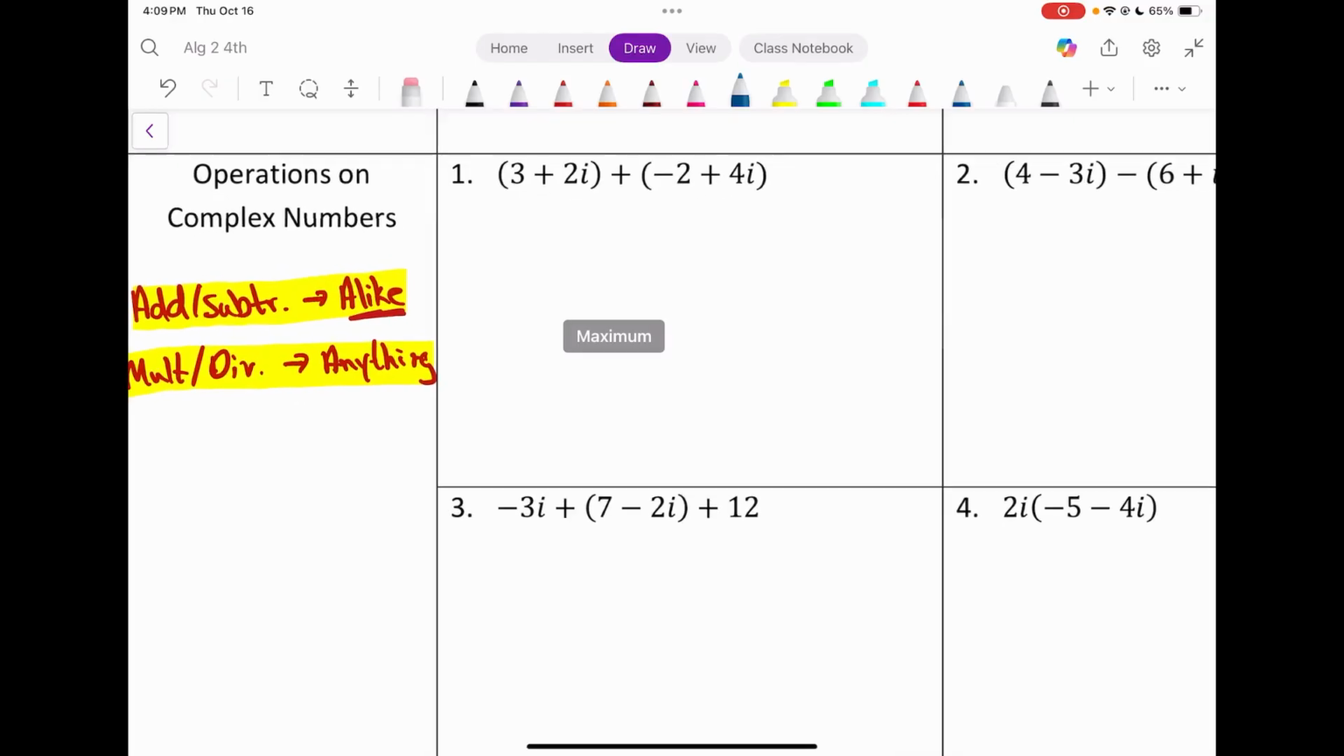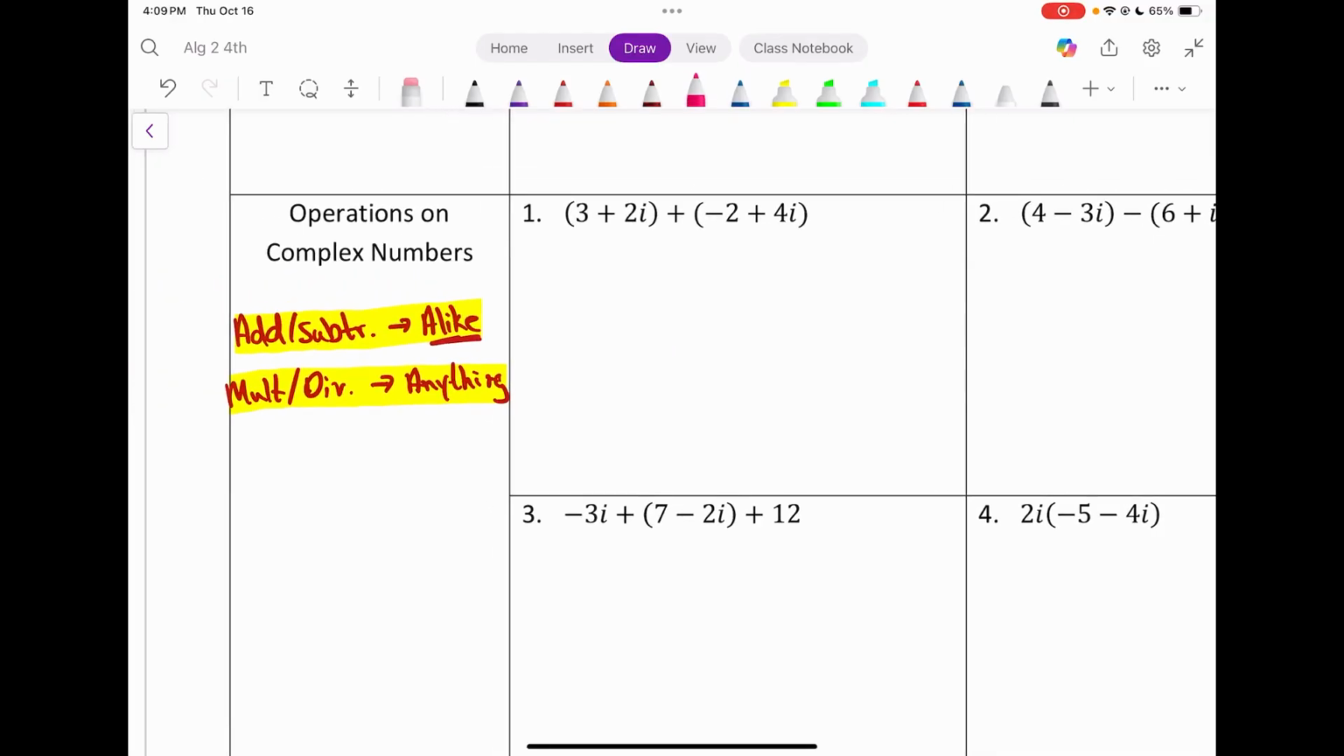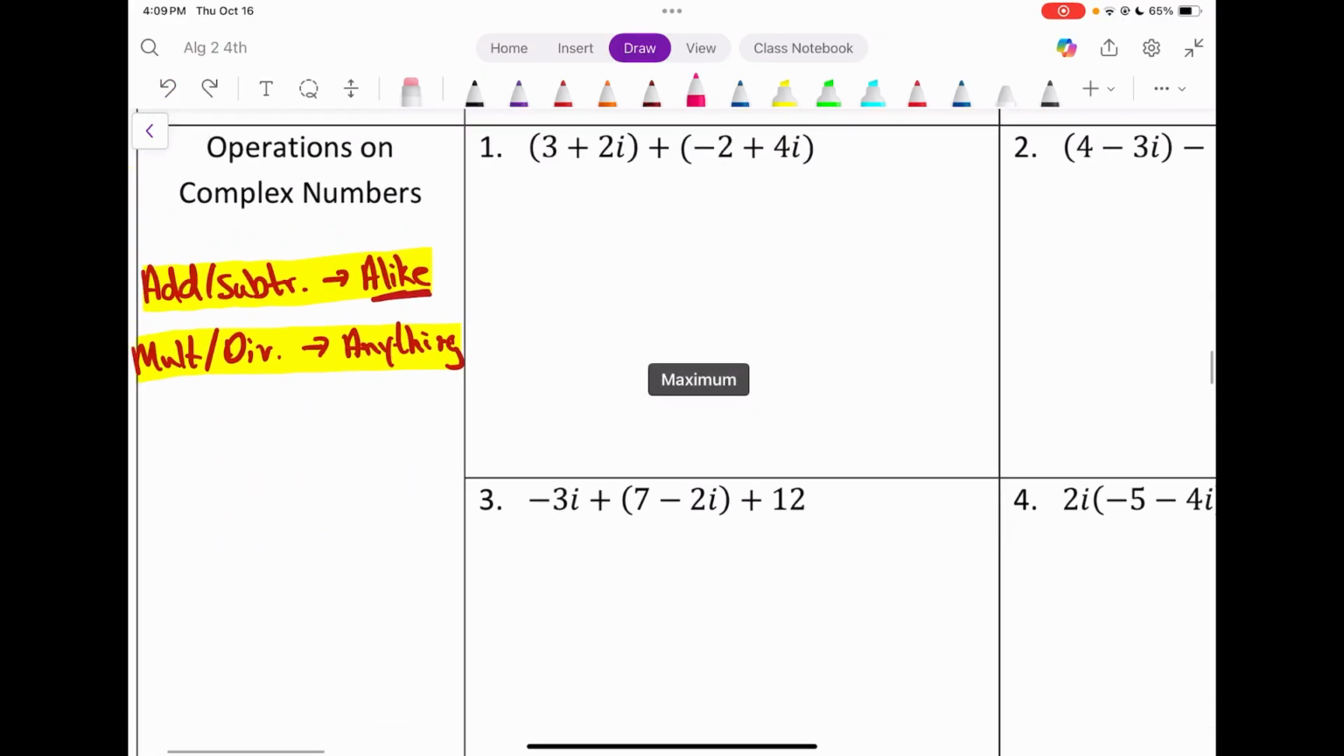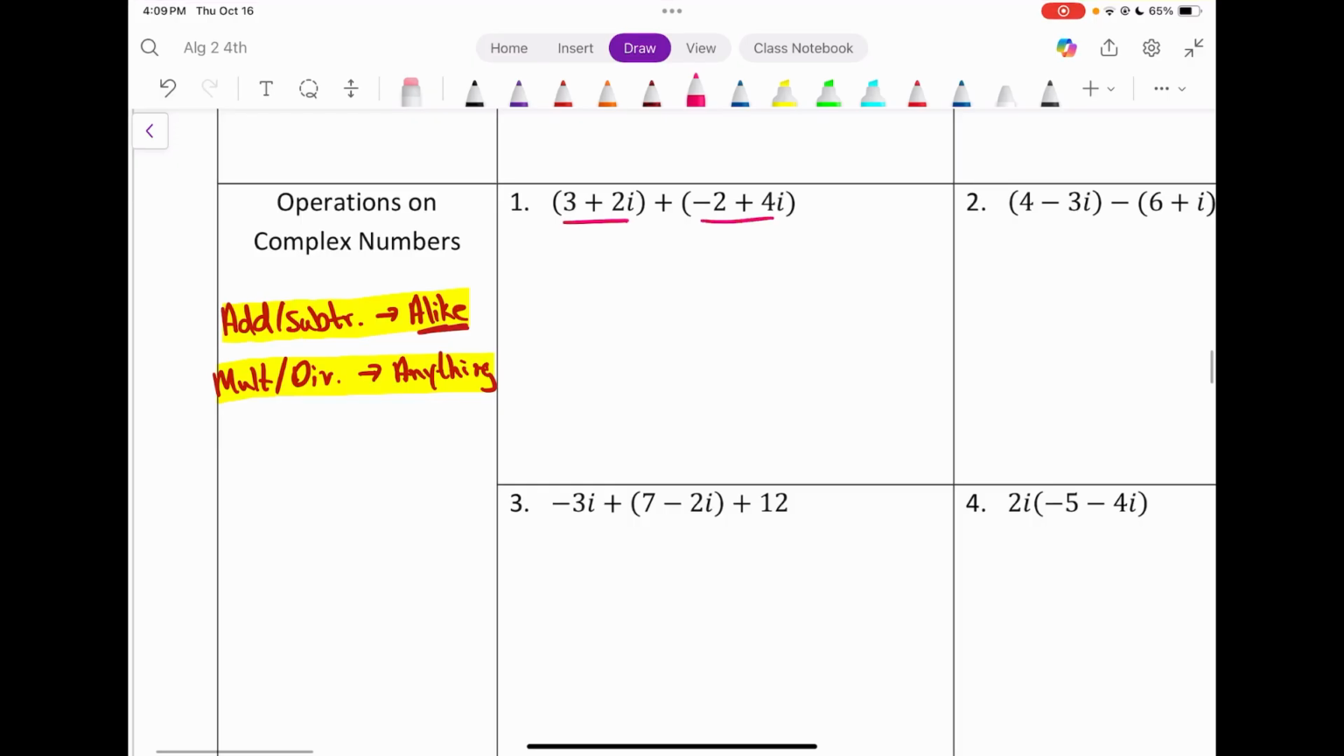Okay, next we're going to deal with complex numbers. And again, reminder, you can add or subtract only if things are alike. You can multiply or divide anything. So therefore, when we're adding, subtracting complex numbers, the parts that are alike can be added. So therefore, 3 and negative 2, those are alike. You can put them together, gives you a 1.